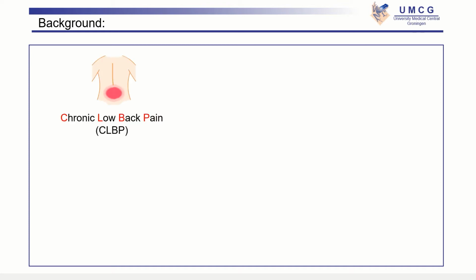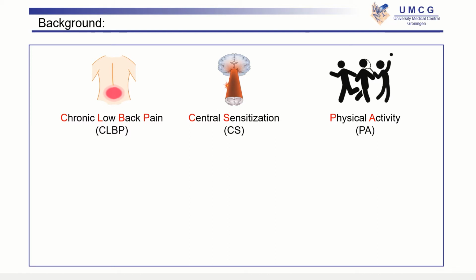Chronic low back pain is a globally prevalent chronic musculoskeletal pain. Central sensitization is often present in chronic low back pain. It is defined as increased responsiveness to noxious and non-noxious stimuli. Optimizing physical activity is often recommended in the management of chronic low back pain. However, the relationship between chronic low back pain and physical activity levels is conflicting.